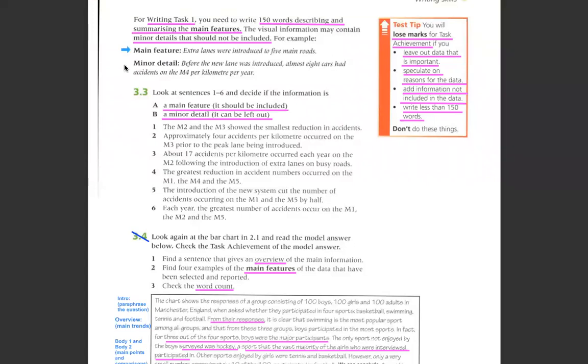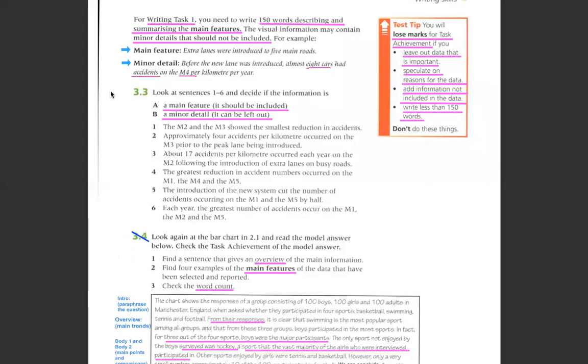A minor detail would be something like before the new lane was introduced, almost 8 cars had accidents on the M5 per kilometer. So we don't need to give exact figures here. It's not important how many cars had accidents on the M5. Right, this is a minor detail. It's a small piece of information. It's not a major feature.